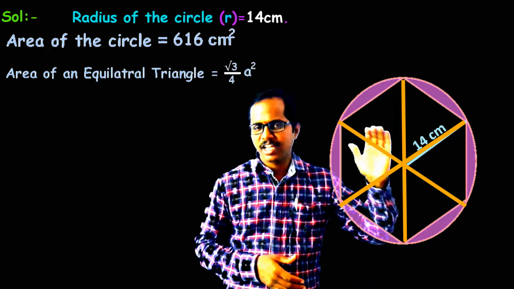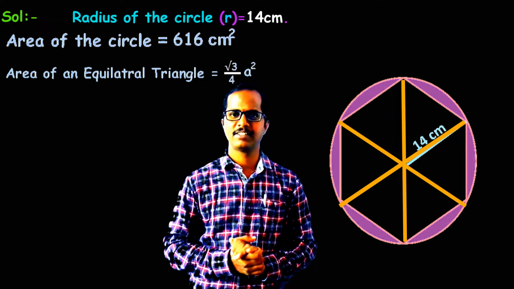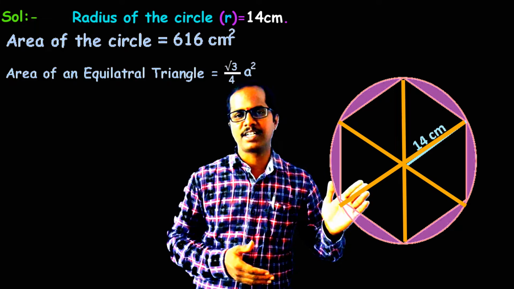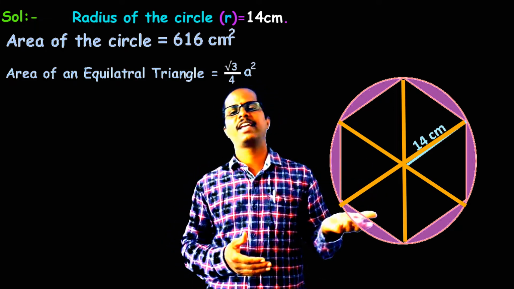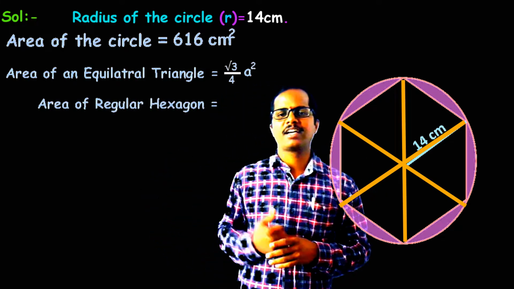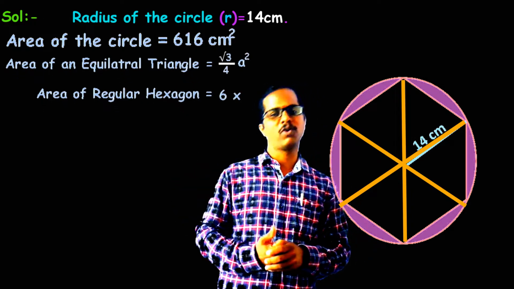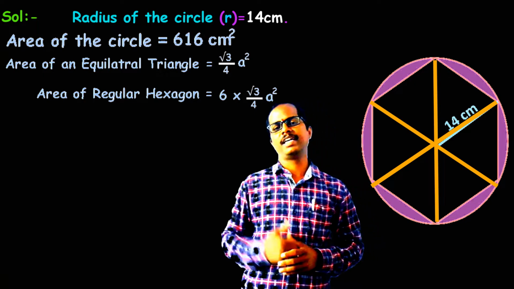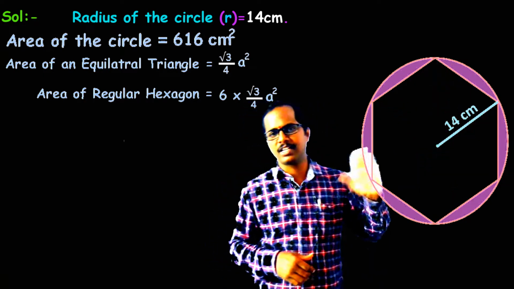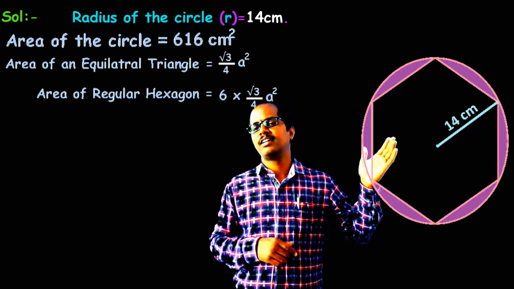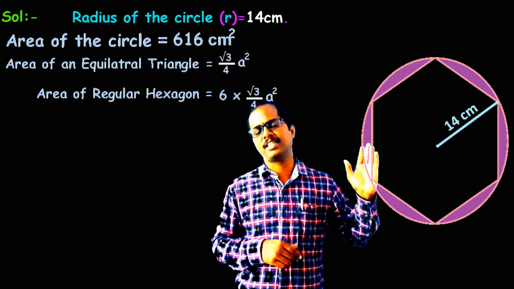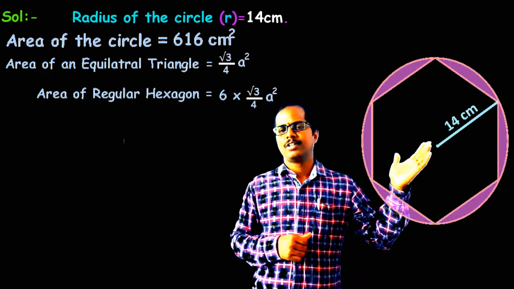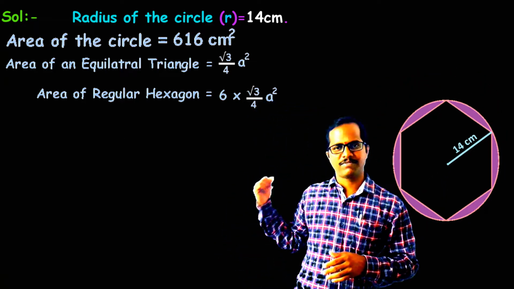So therefore, what is the area of 6 equilateral triangles? To get this, just simply multiply the area of an equilateral triangle by 6. So we get the area of the regular hexagon as 6 into root 3 by 4 a square, where a is the side of the regular hexagon. So what is the side of the regular hexagon here? Here the length of the side of the regular hexagon is nothing but the radius of the circle. So here substitute in the place of a, 14.